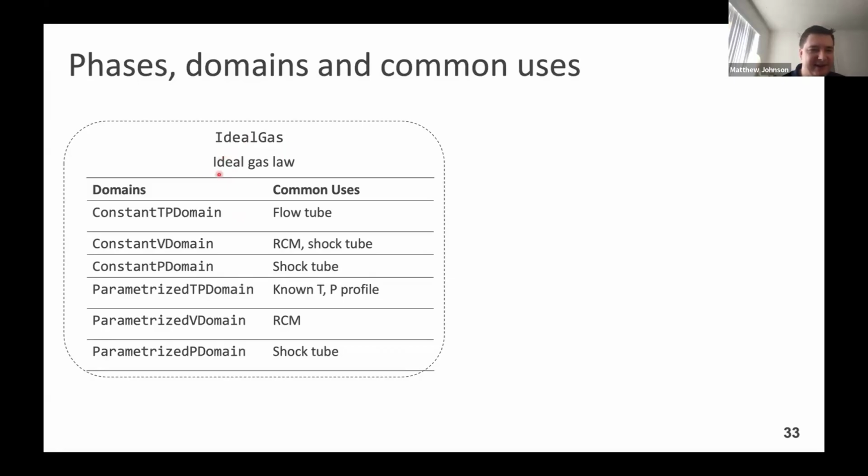Commonly with an ideal gas, you might have a flow tube reactor, which might be a constant TP domain. A constant V domain is used for RCM, shock tube, ignition delay type experiments. Other people might simulate a shock tube with a constant P domain. And then there are other cases: if you know what the temperature and pressure profile is, you can use a parameterized TP domain where you tell it in advance what the temperature and pressure are going to be in time. You can do the same with volume and with pressure, if you have those traces. This is important in the case I showed in the RMG recommendations lecture.